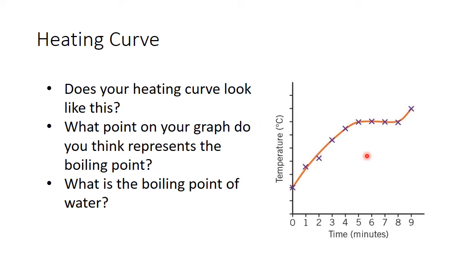So hopefully you should be identifying the fact that the boiling point is of course 100 degrees C, and it's the point on the graph where the graph is flat. Okay, so a flat point on a graph indicates that a substance is changing state, and so in this case it's a liquid in this first part of the graph, it's a gas in the second part of the graph, and here it's changing state from a liquid to a gas.